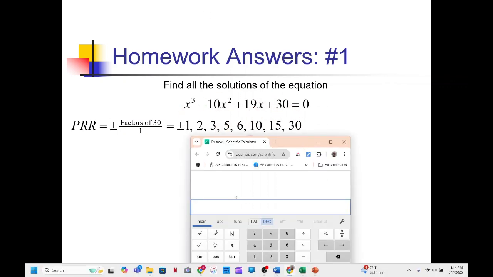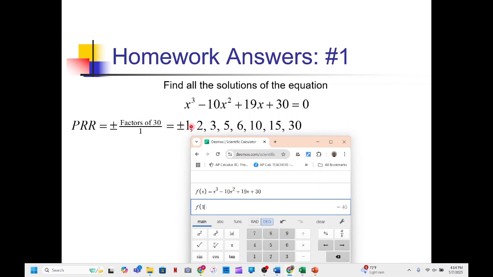So here I am on the Desmos scientific calculator. I'm going to create a function. I'll call it f of x to represent my polynomial here. So x cubed minus 10x squared plus 19x plus 30. And then I'll make a new entry, and I'll just start plugging in these possible rational roots into this function until I get 0. So let me start with the 1s here.